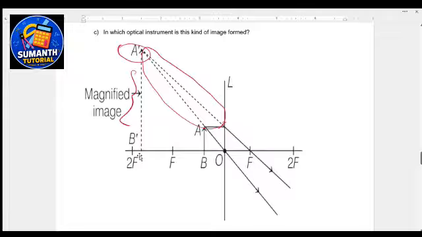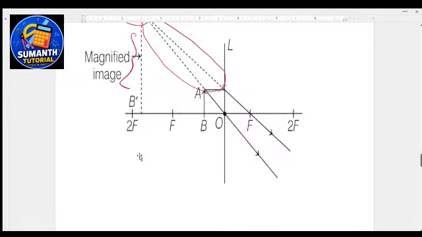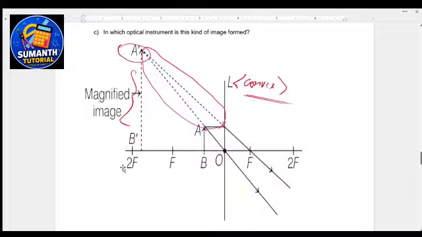So while you draw the ray diagram and you mark here L, in the examination please specify it as convex lens or concave lens, depending on the question. Which type of lens it is, that you have to specify, otherwise you are going to lose the mark. Sure, I think that diagram is clear. So this is for 2 marks.